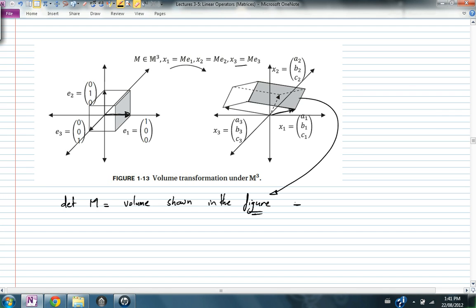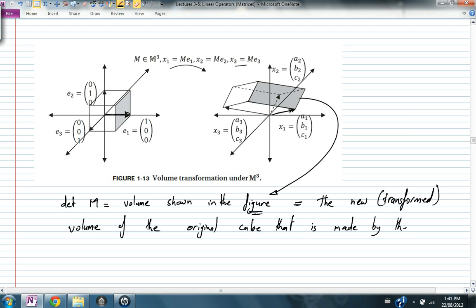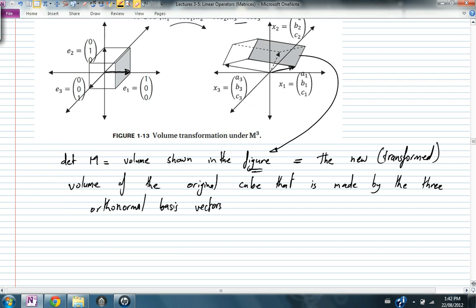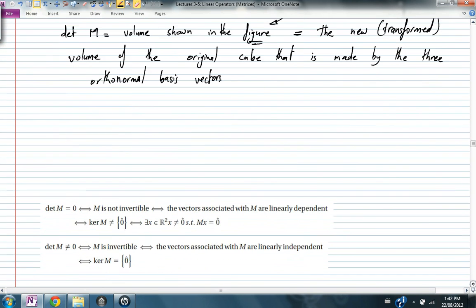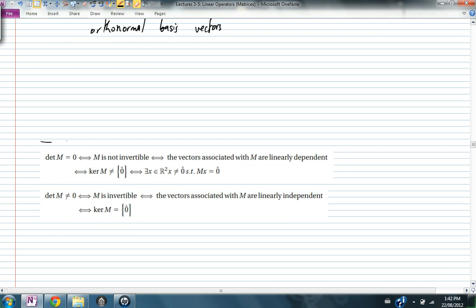So the determinant of M is equal to the new transformed volume of the original cube that is made by the 3 orthonormal basis vectors. Okay, so don't forget those 2 facts.